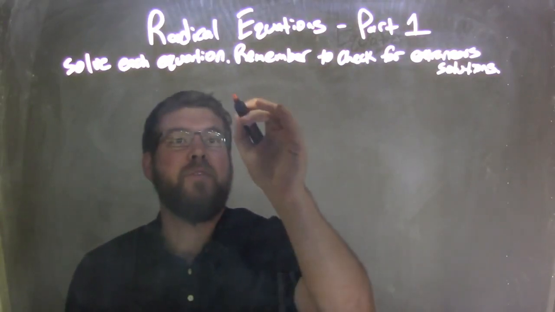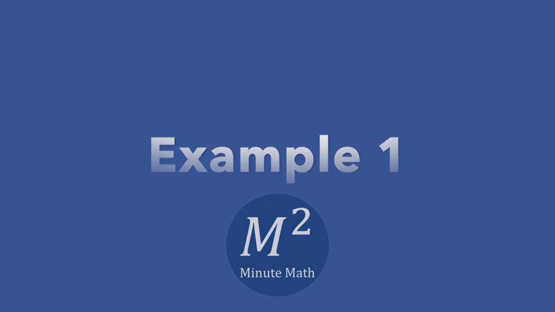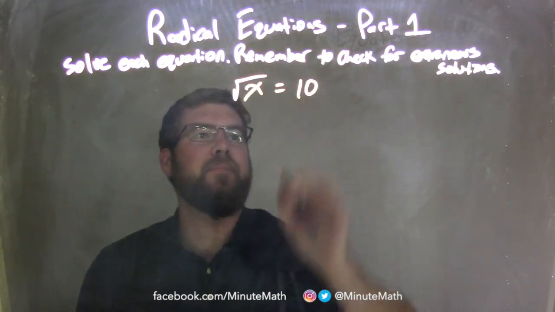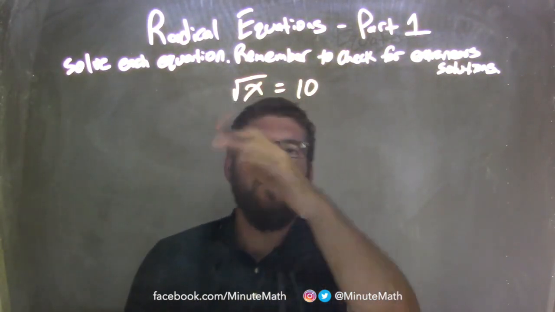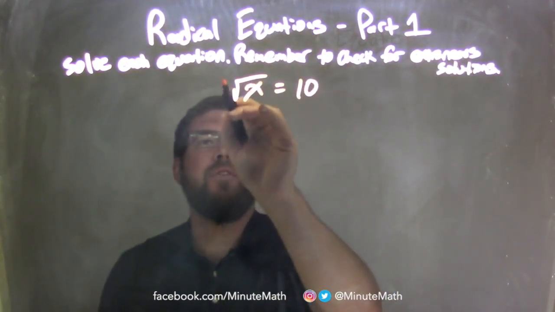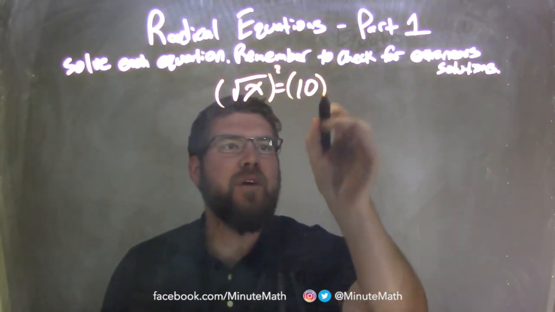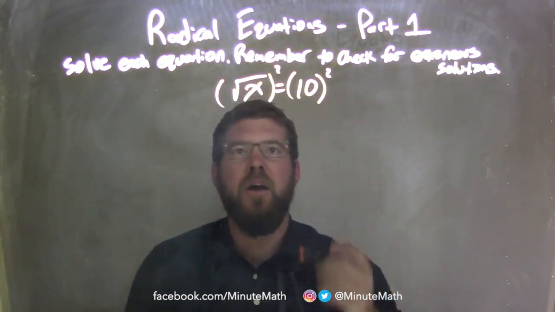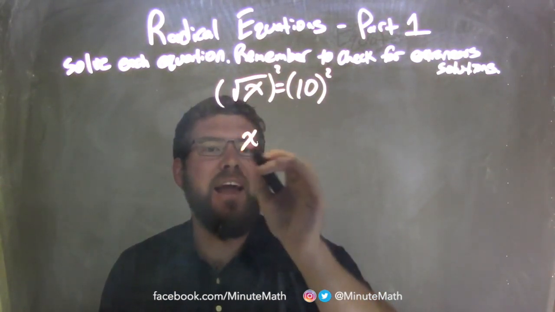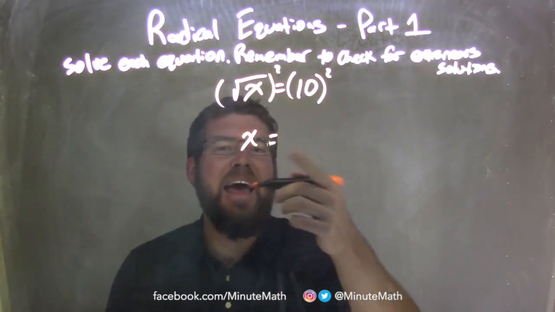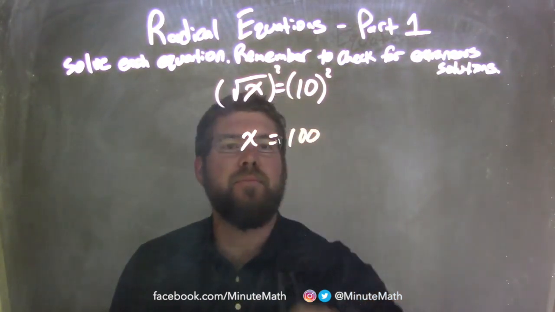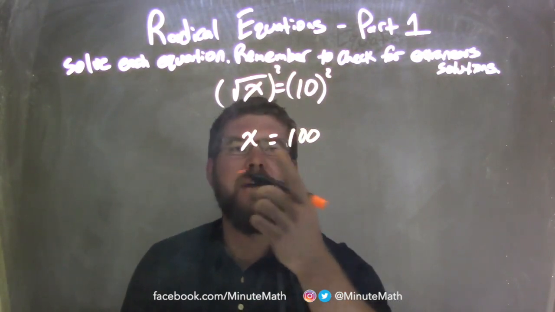So, if I was given this equation, square root of x equals 10. Well, to get rid of that square root, I want to isolate x. What I need to do is square both sides of the equation. By squaring both sides, we're left with just an x here, right? And then 10 squared being 100. So we have an answer of x equals 100.